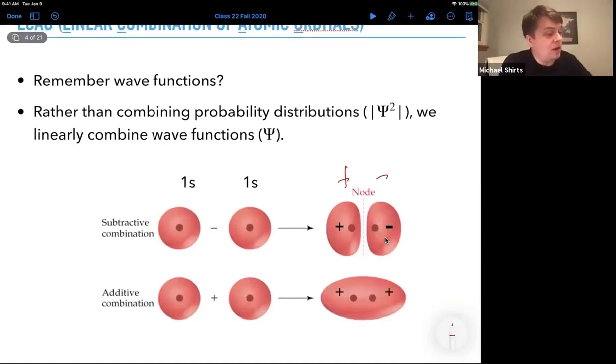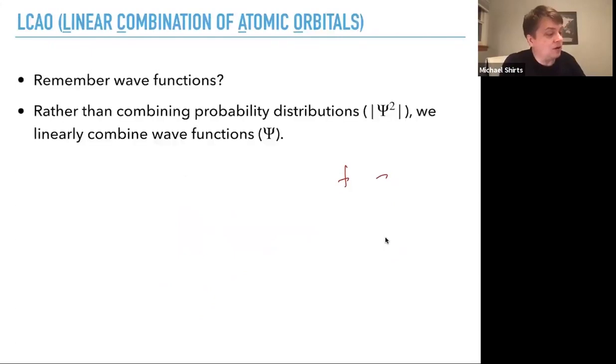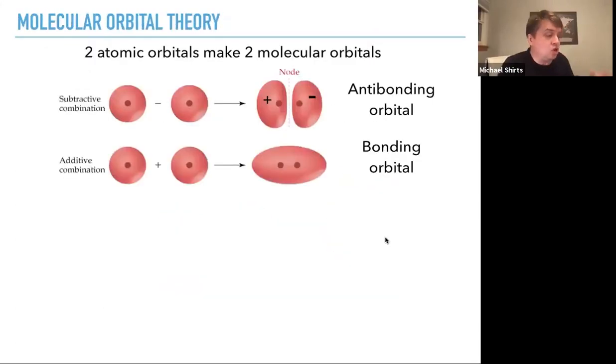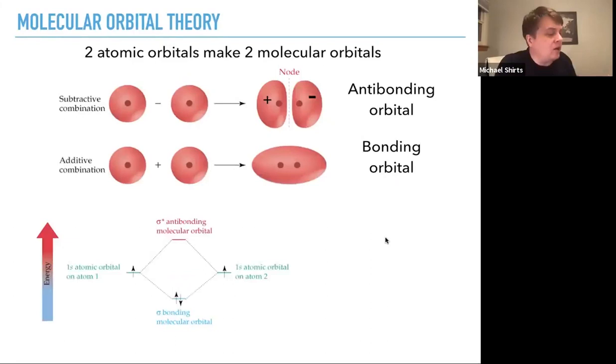So let's talk about this a little more. The two atomic orbitals together make two molecular orbitals. We call the lower energy orbital the bonding orbital, and the higher energy orbital the anti-bonding orbital. And why do we call this bonding and anti-bonding? Well, when we combine the two orbitals together, one becomes lower in energy and the other becomes higher in energy by essentially the same amount. When we just have two equal atoms, they go up and down by the same amount.